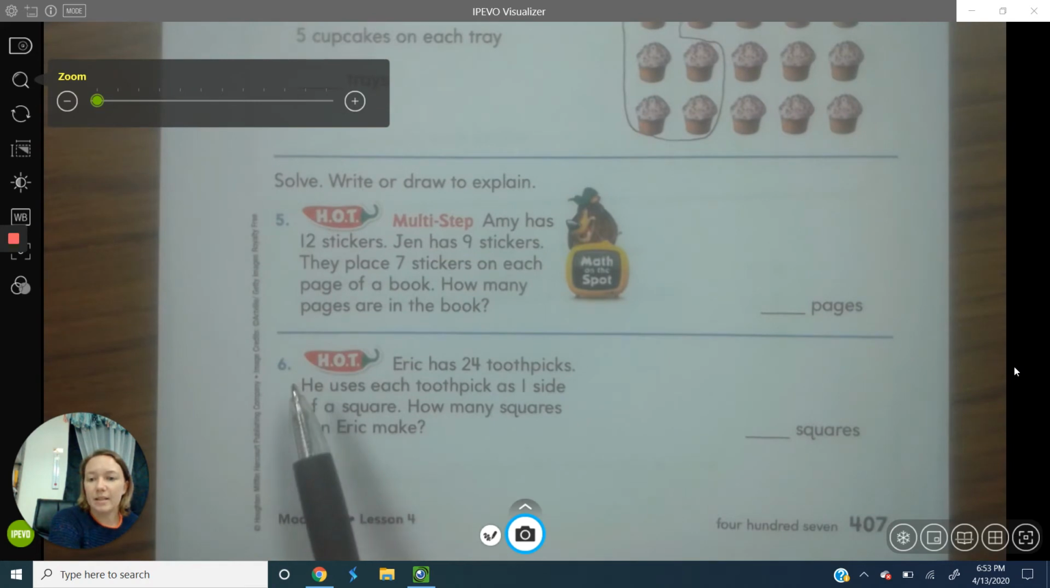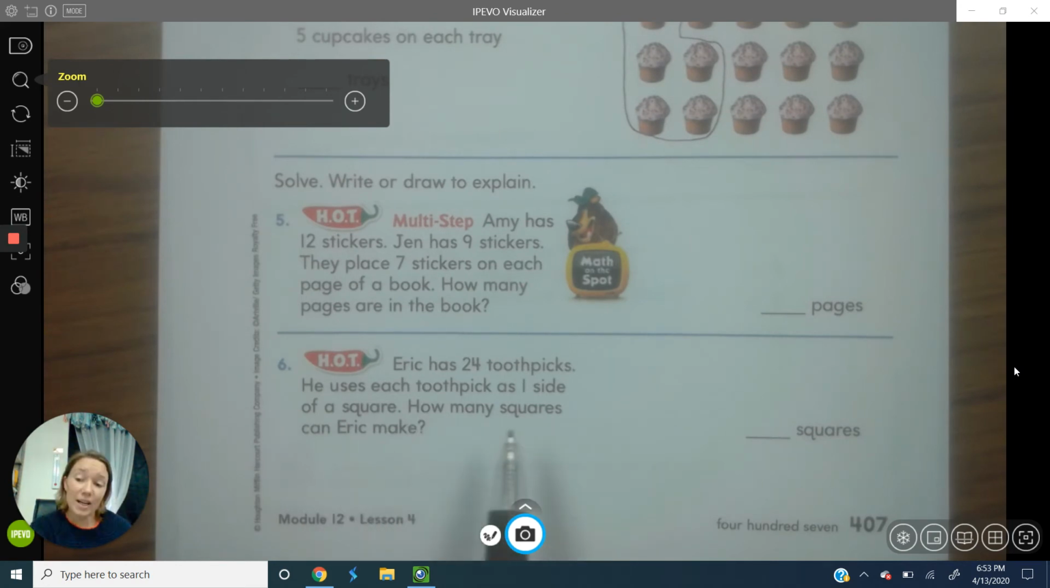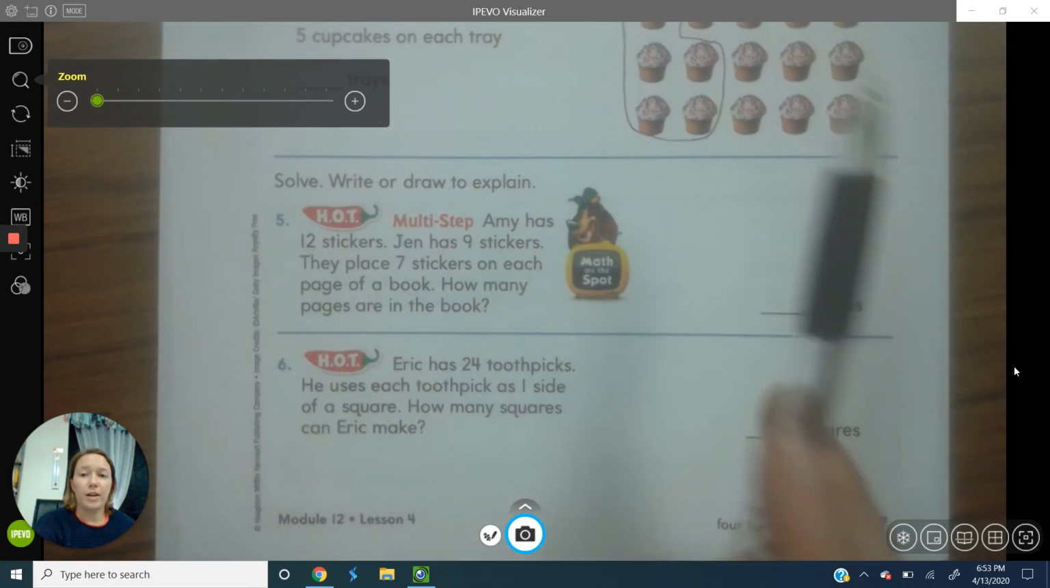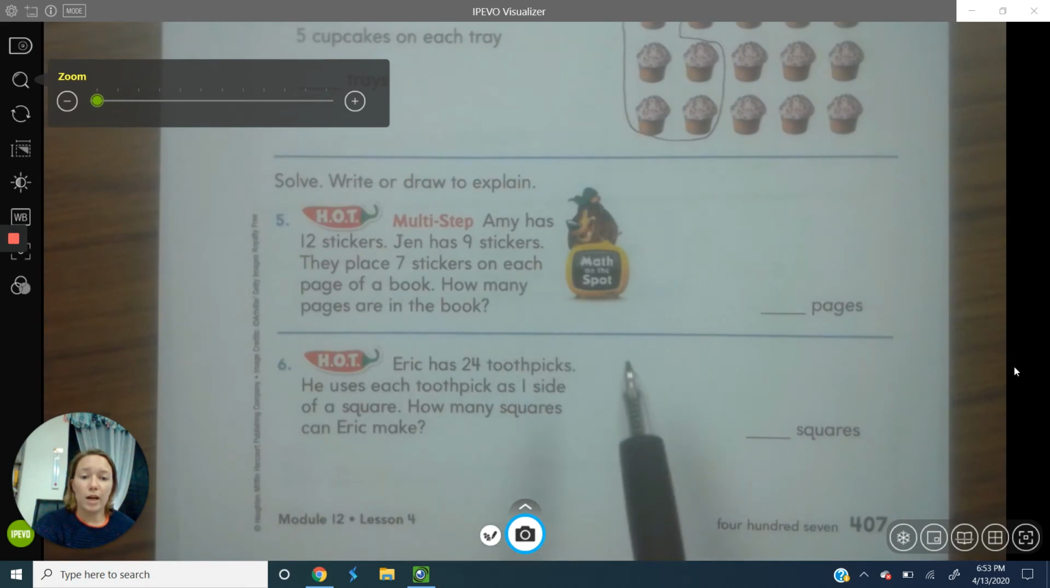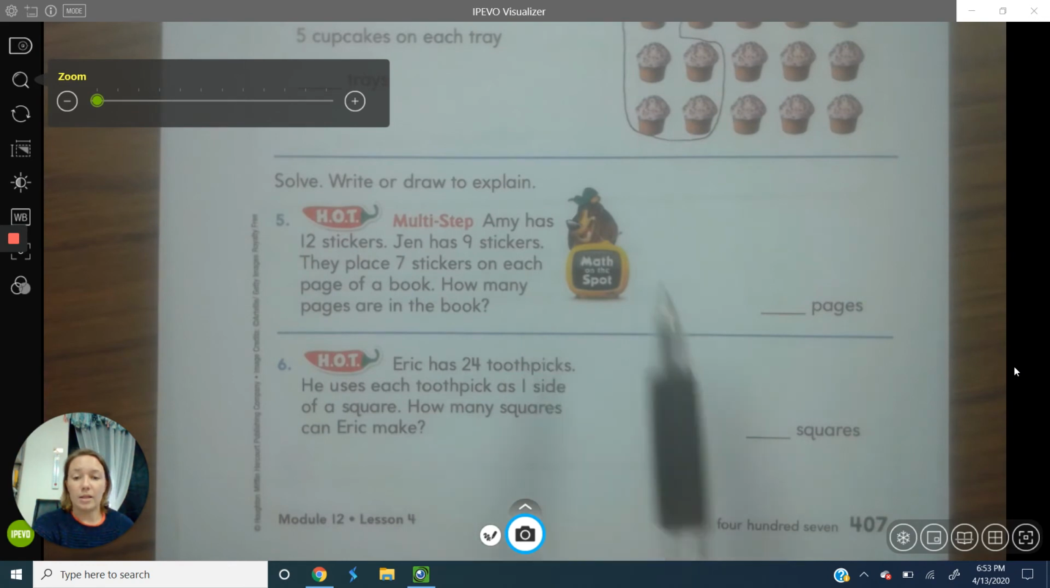Okay, number 6. It's another higher order thing. Eric has 20 toothpicks. He uses each toothpick as the side of a square. How many squares can he make? How many sides does a square have? That's going to tell you how many toothpicks you should be circling for your group. So you're going to draw out your 24 toothpicks and then circle the number needed to make a square. How many squares can Eric make? Okay.